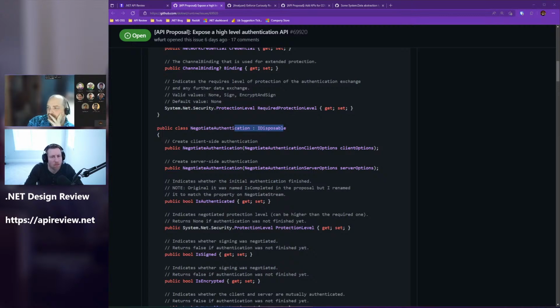Okay, so everything then on NegotiateAuthentication should be get only. Yep, and again, I'll double check it to make sure we don't screw up, but I agree with that proposal. That works.